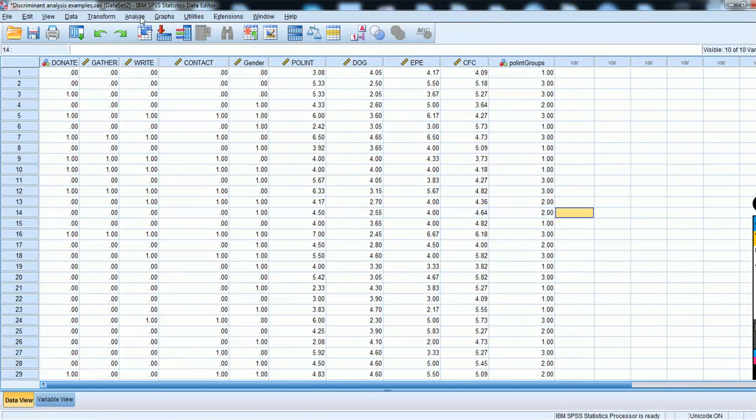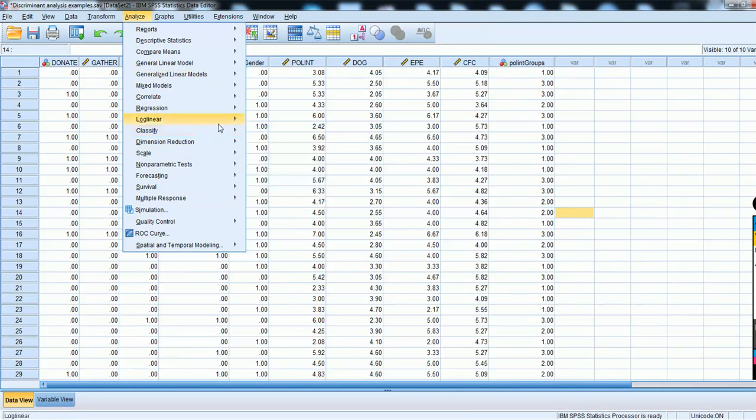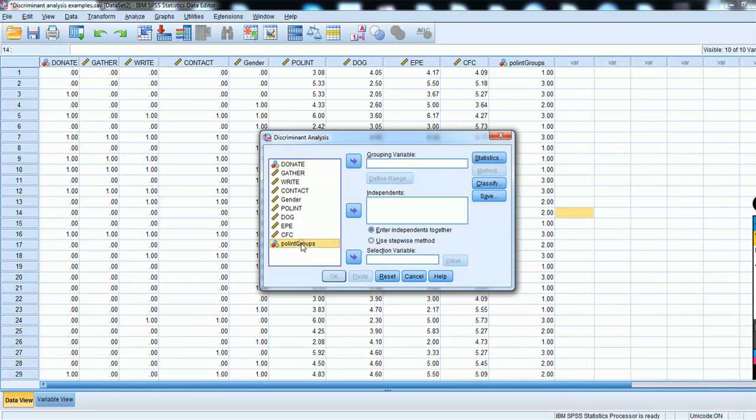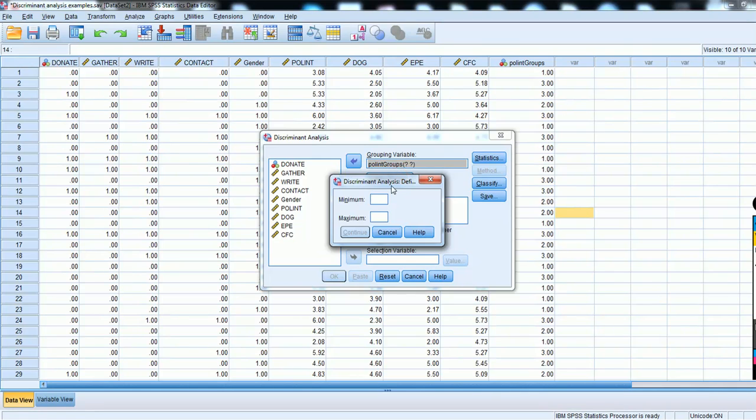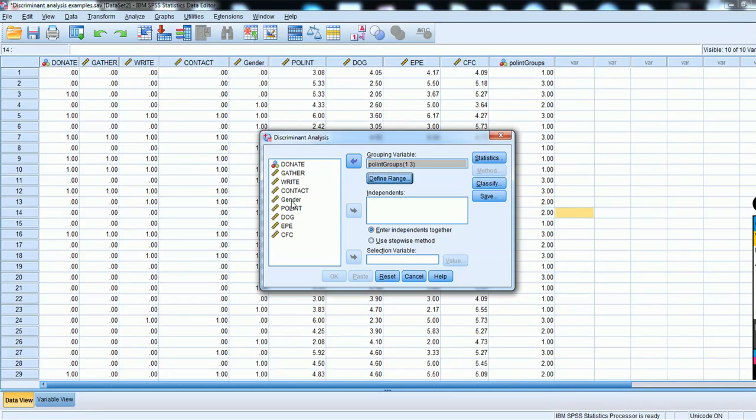Now, to carry out the basic analysis, I am going to go to Analyze, Classify, and Discriminant. So I'm going to put my dependent variable political interest into the grouping box, and I have to define the range. The minimum is going to be the lowest value that's in this column, and then the maximum will be the highest value. So basically groups 1 and 3 are going to define the minimum and maximum values. Next, I'll put in my predictor variables. So I've got dogmatism, external political efficacy, and consideration of future consequences.